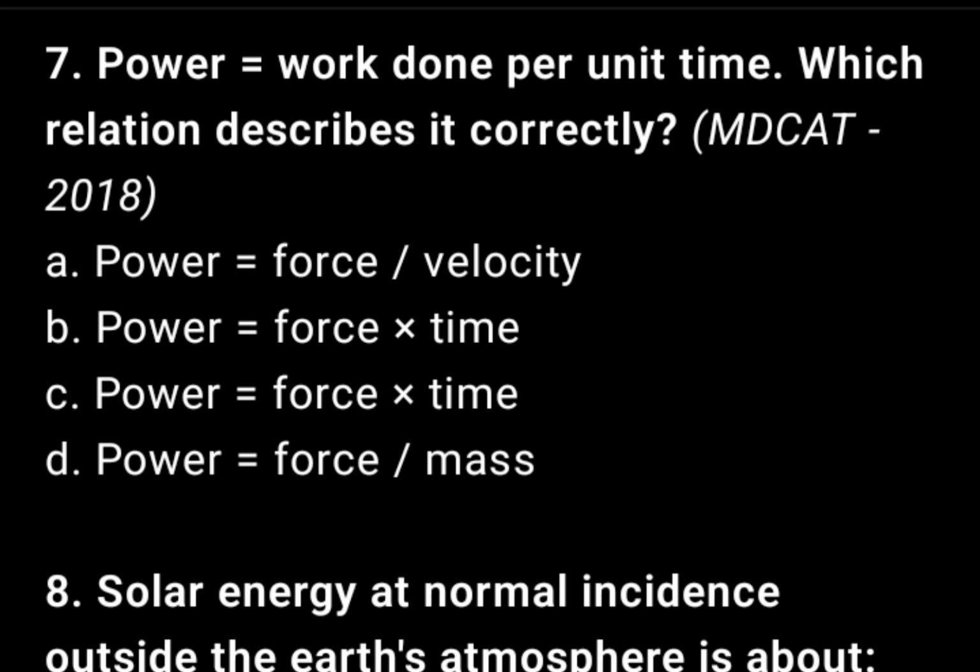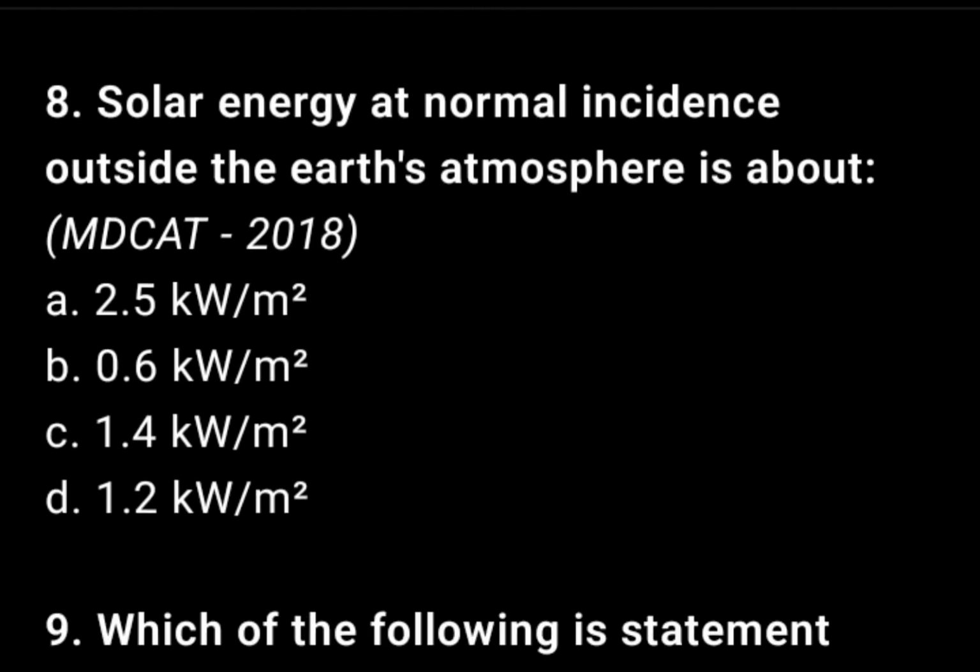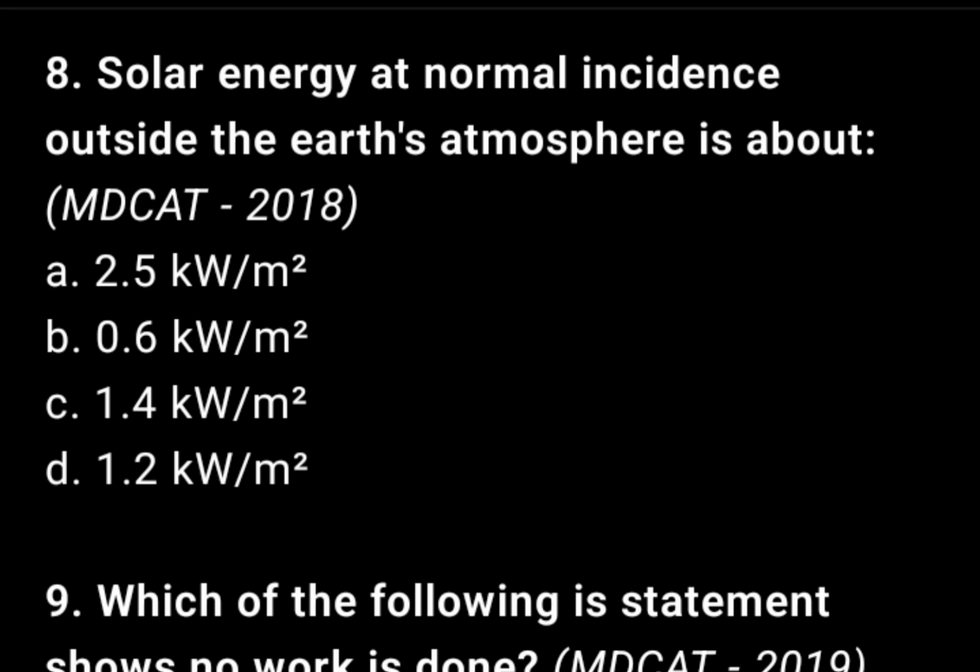8. Solar energy at normal incidence outside the Earth's atmosphere is about, MDCAT 2018. A. 2.5 kilowatts per square meter. B. 0.6 kilowatts per square meter. C. 1.4 kilowatts per square meter. D. 1.2 kilowatts per square meter.